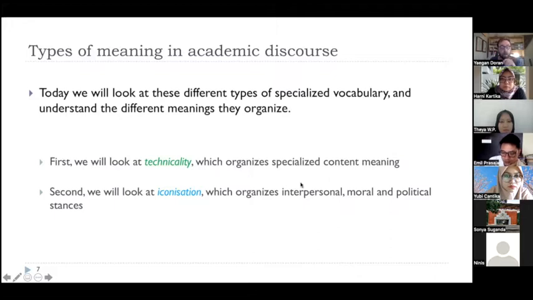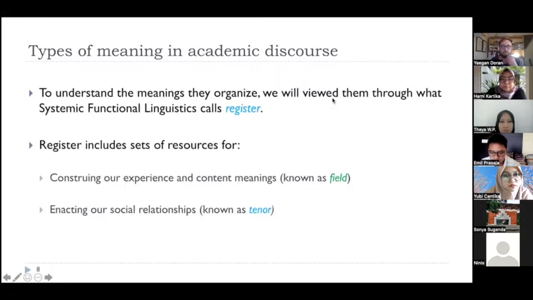I'm going to go through how the different types of meaning might be involved to make this meaning a bit more explicit to students. But then I'm going to go through iconization, which is the more interpersonal, moral, political, ethical meanings that can be really tricky, and we can often miss that they're there. So to come at this, I'm going to view it through systemic functional linguistics, which I'm not sure how much you've done. If you're with Dr. Hartney, I'm sure she's mentioned it a little bit at least, but what SFL calls register.